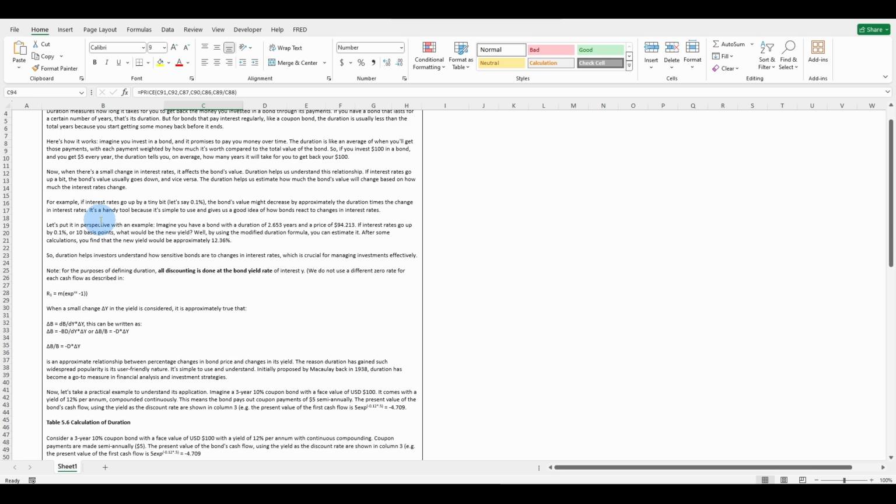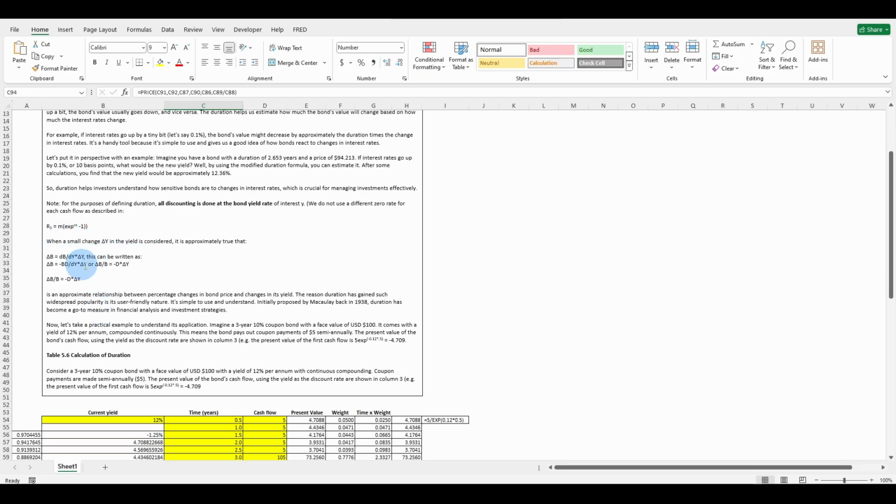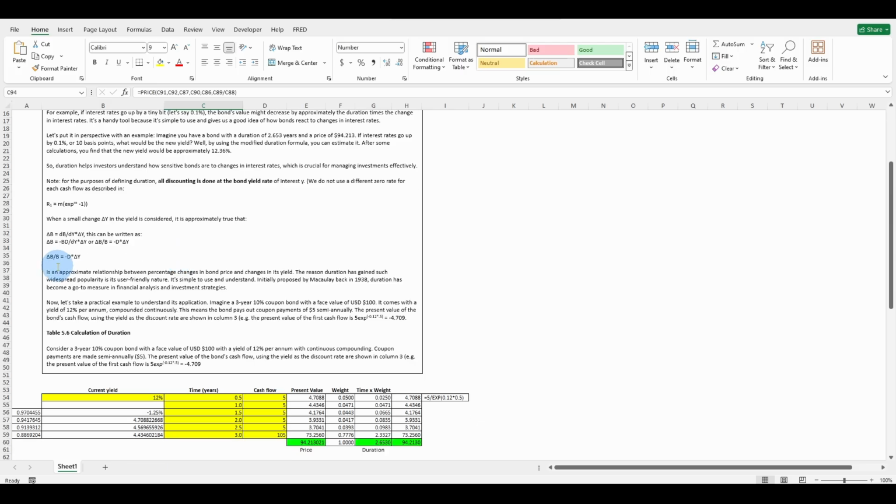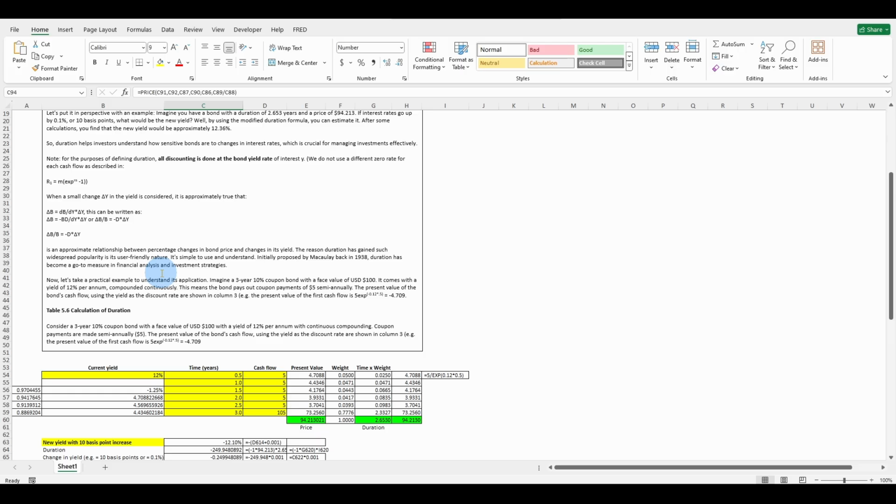When a small change in the yield, noted as delta Y, is considered, it is approximately true that, and I'm not going to go into this specifically, but in the end you're going to have delta B over B equals negative D times delta Y. That means the change in B divided by B is equal to negative D times the change in Y. This is an approximate relationship between percentage changes in bond price and change in its yield.